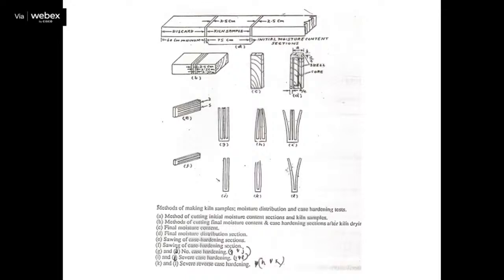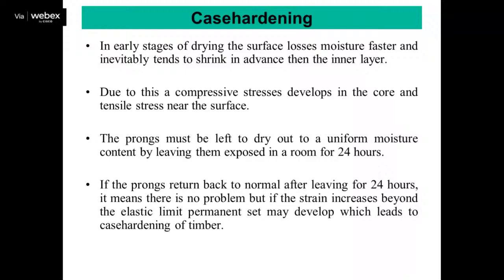When there is an unequal distribution of moisture, by seeing these prongs we can decide what remedy should be given. Sometimes if the prongs are going outside, it means the surface is dry and the core is wet. At that time, we can increase the relative humidity and spray some moisture, keeping the temperature low. We can relax the surface, and the surface will relax once again, and we can straighten the prong. These are the kiln samples and the moisture distribution which is required for preventing case hardening and other deformities.